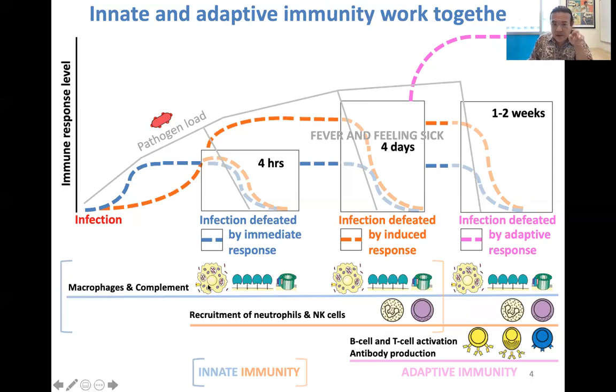However, the immediate response is the responsibility of macrophages and complement proteins, right? The induced response is a combination of macrophages, complement proteins, and now these recruited, the orange line cells like neutrophils and natural killer cells, right? If your immediate response doesn't take care of the job and the pathogen load here keeps going up and up and up beyond a few hours, and now we're talking about a day later, 2 days later, right? That orange dotted line keeps going up because the cytokine levels keep going up.